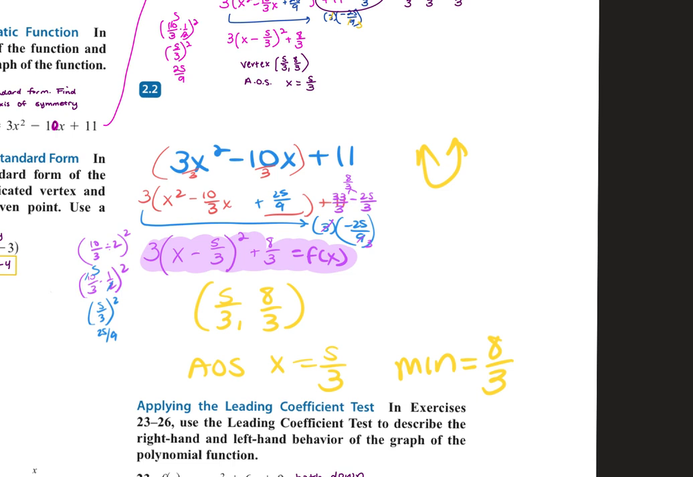Five-thirds minus. Yes, I did. Well, it was 11 minus 25/3. Yeah.